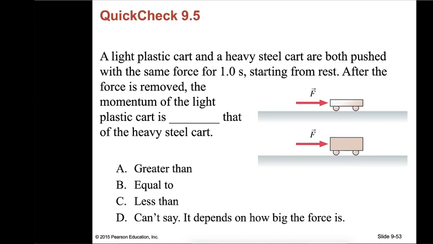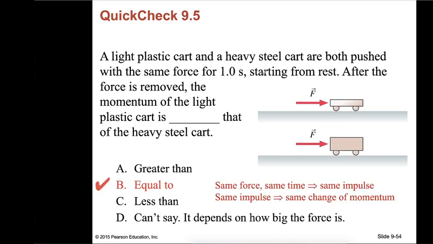Okay, here are some quick check examples. You can do them by yourself.